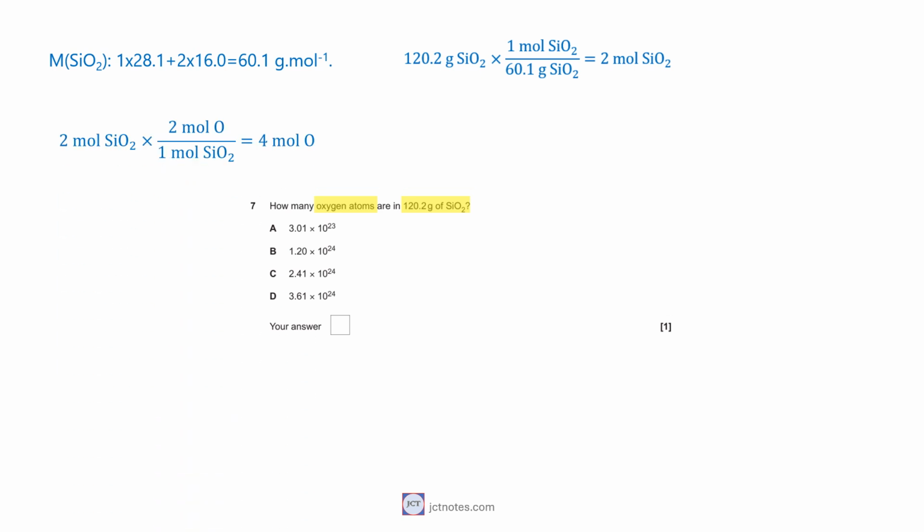That multiplied by the Avogadro number gives us 2.408 times 10 to the power of 24. Rounded to 2 decimal places, we get 2.41 times 10 to the power of 24 atoms of oxygen. Therefore, the answer is C.